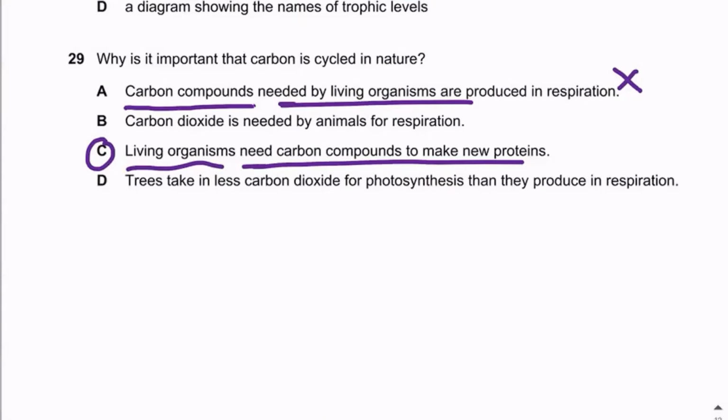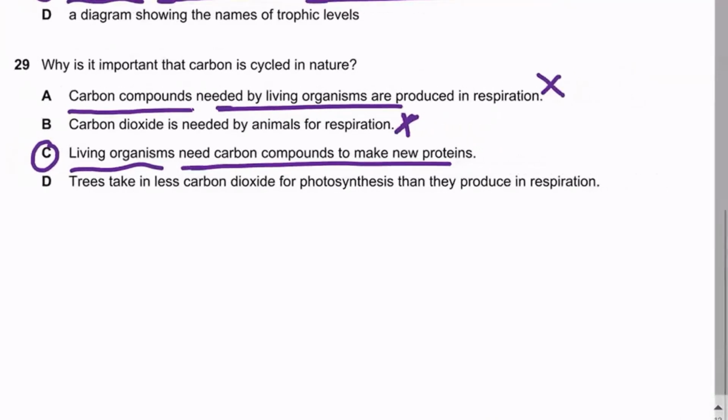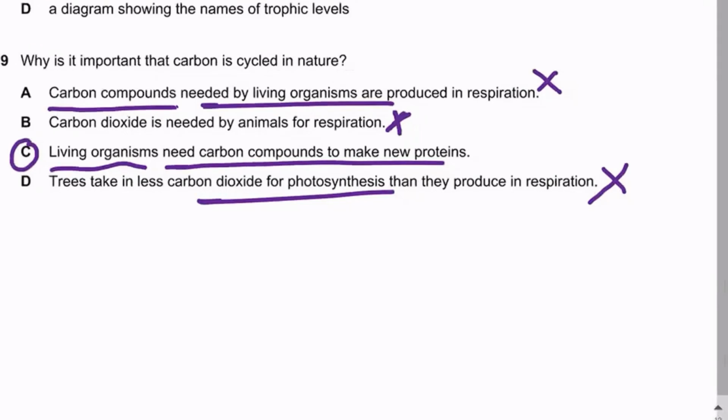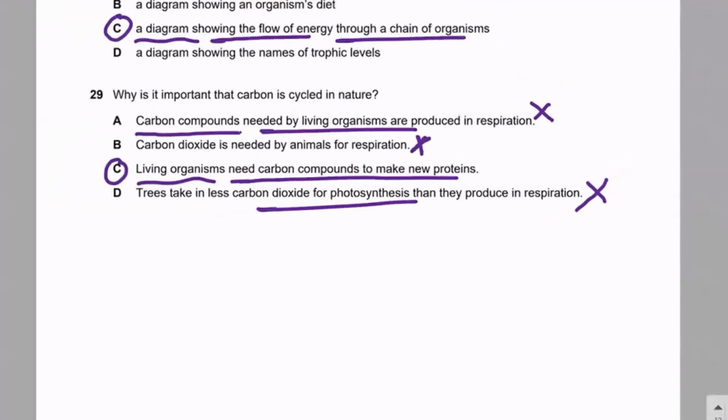Carbon dioxide is needed by animals for respiration? No, carbon dioxide is required for photosynthesis and not for respiration. Trees take in less carbon dioxide for photosynthesis than they produce in respiration? No, the rate of photosynthesis is much higher in plants than the rate of respiration. So plants take in a lot more carbon dioxide for photosynthesis than they produce in respiration. So all the other options are wrong.